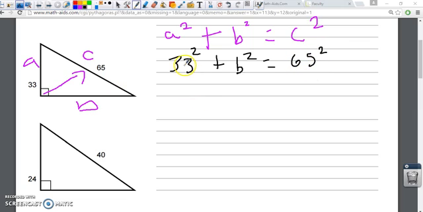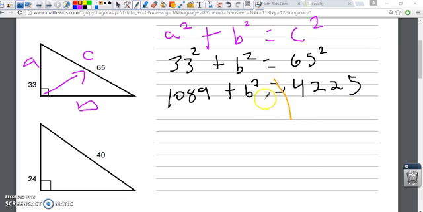All right. Let's first do this. 33 times 33. Again, this is not 33 times 2. 33 times 33. This is 33 squared, which is going to give us 1089, plus my B squared. Can't do anything with it right now, so just bring it down. And then now I have my 65 squared, which is 65 times 65, not 65 times 2. That will give me 4,225.